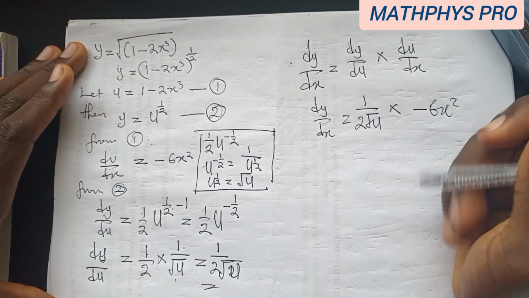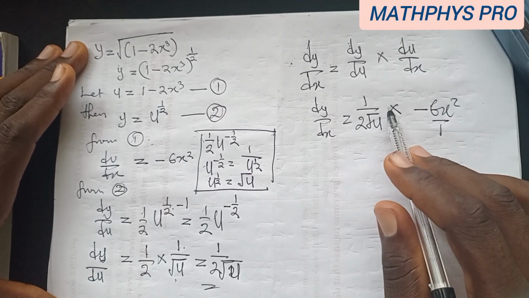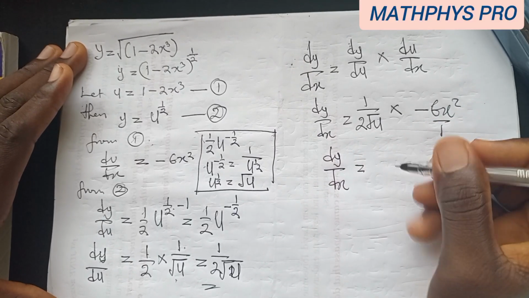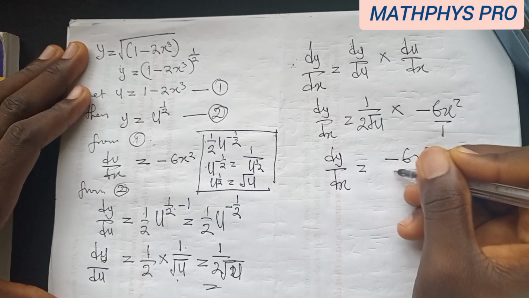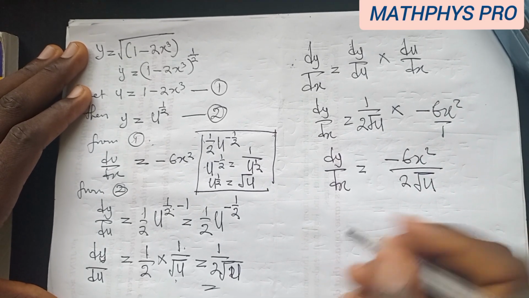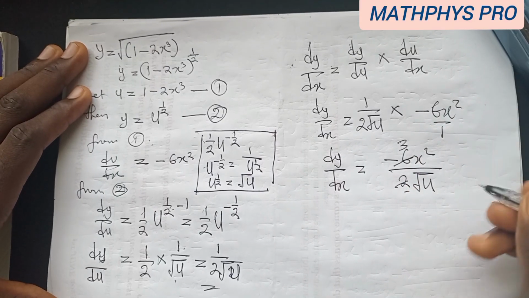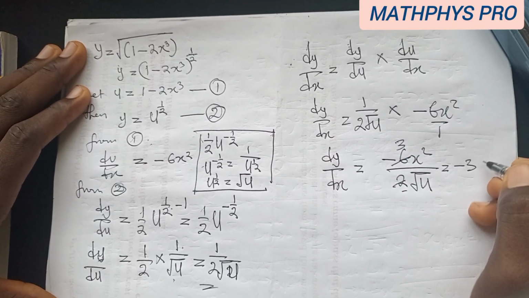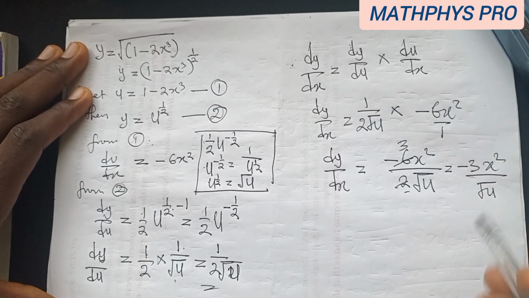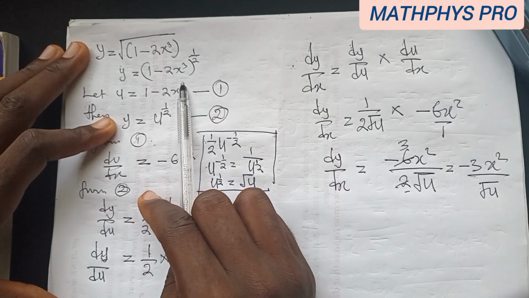So now remember, in every number there's a division over 1. So if we multiply this, we have that dy/dx will be equal to minus 6x squared over 2 root u. So now 2 can cancel itself, 1, 2 can cancel, minus, it gives you what? Minus 3. So this is equal to minus 3x squared divided by root u. So now we can substitute the value of u, which is 1 minus 2x cubed.